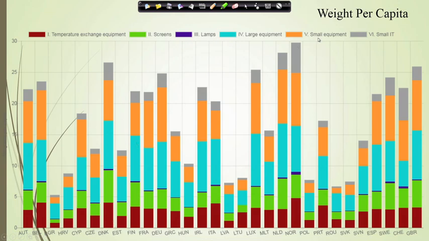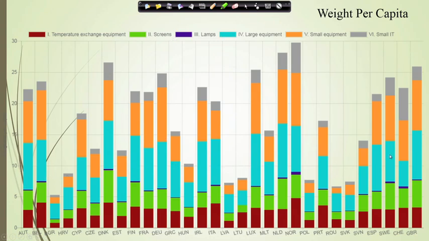We are seeing more and more small equipment. The small equipment is that peach color. As you can see, more and more peach colors have started dominating now, small equipment, and then small IT equipment. Large equipment is your light blue color, which is another bigger category.